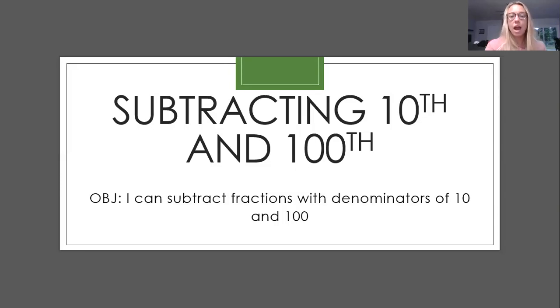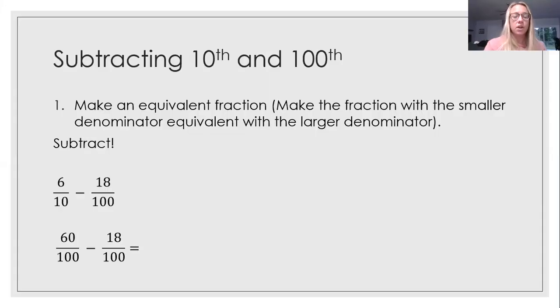Now, subtracting. So it's basically the same thing. First you make your equivalent fraction and then you subtract. So I'm going to take 6 tenths minus 18 hundredths and I'm going to make it an equivalent fraction. 60 hundredths minus 18 hundredths. Now I can subtract normally and I am going to get 42 hundredths. So you make your equivalent fraction, 6 tenths is equivalent to 60 hundredths, and then you subtract.